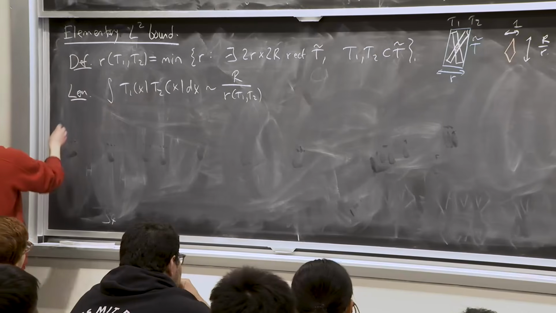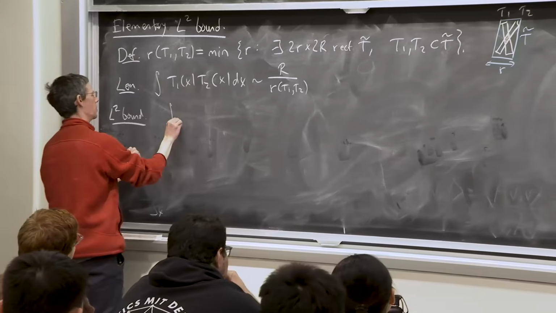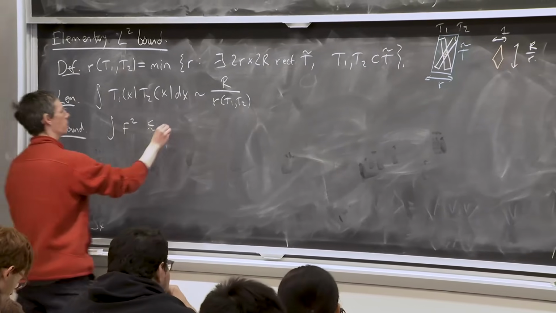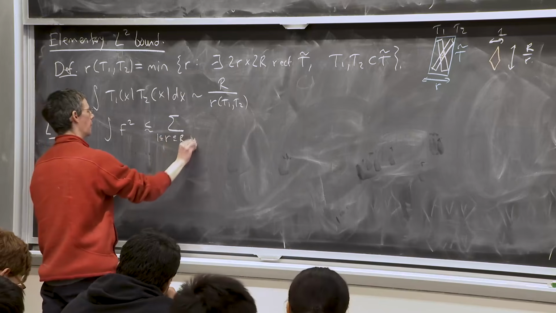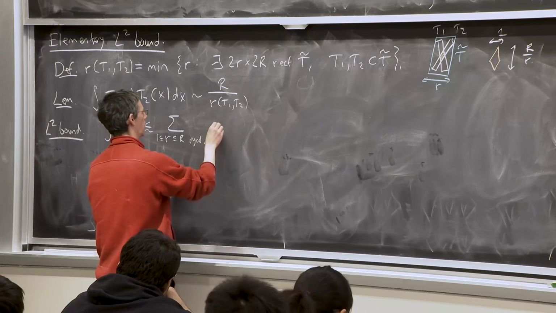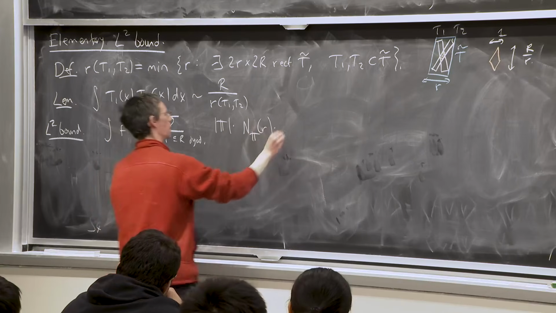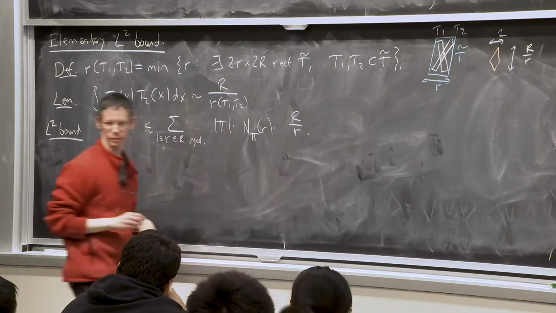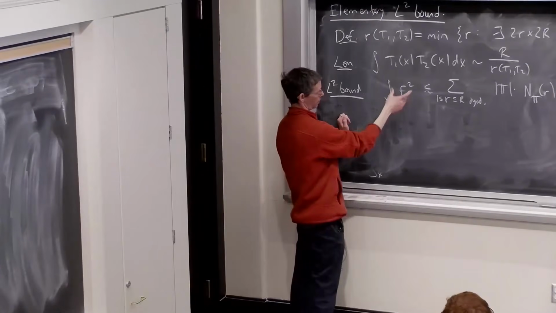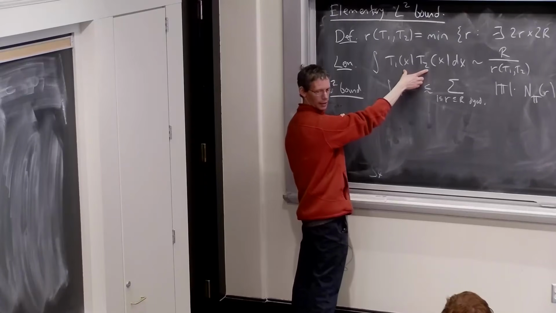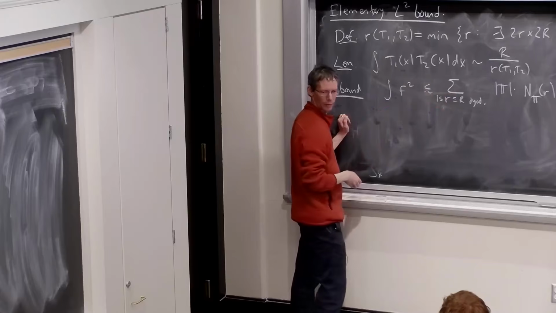So now we can make an L2 bound. I would say that the integral of f squared is bounded by the sum over little r dyadic of the number of tubes times N_T(r) times big R over little r. The proof is that we'll just break up this sum as a bunch of integrals like this, group them according to the value of little r, and we'll see what happens. This is what's going to fall out.